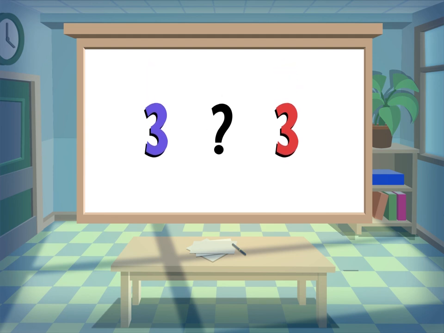Which sign should we use to say that 3 is equal to 3? We use the equal sign. To read this number sentence, we start from left to right. 3 is equal to 3. Well done!